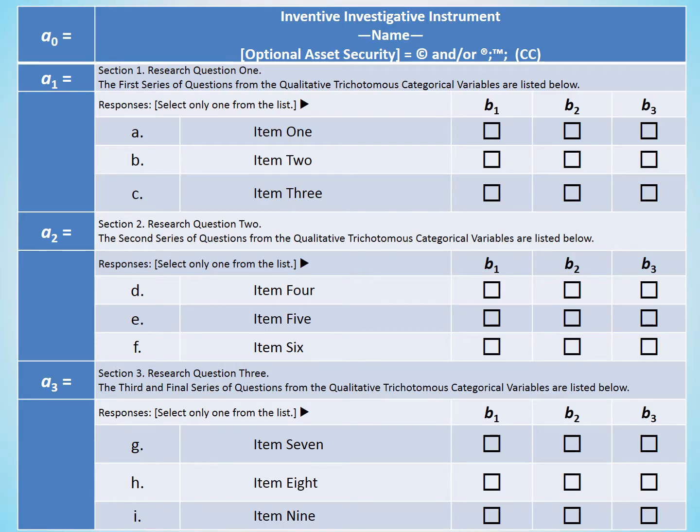Here's a sample of an inventive investigative instrument which would have your name, asset security in the form of copyright and/or trademarks or Creative Commons, and then listing the items where A, B, and C are a breakdown from the research questions: A sub 1, A sub 2, A sub 3, which are recognized as the trichotomous input variables, and then you have the trichotomous outcome variables in three areas, which would be B sub 1, B sub 2, B sub 3. And this is repeated down again for the second research question in D, E, and F, and then the third in G through I.